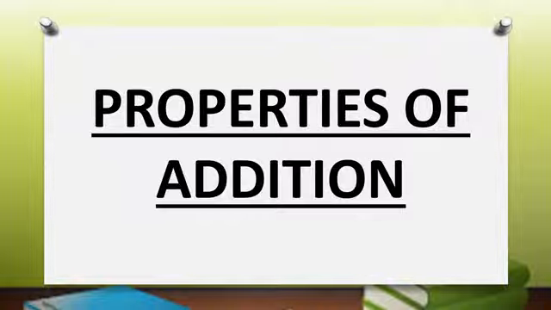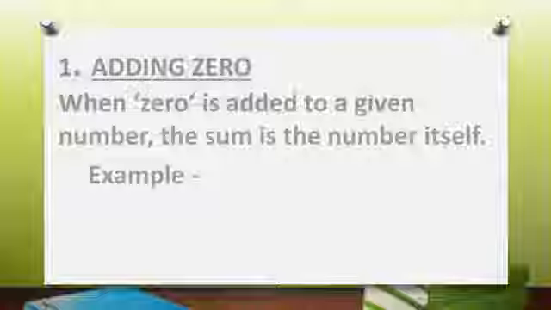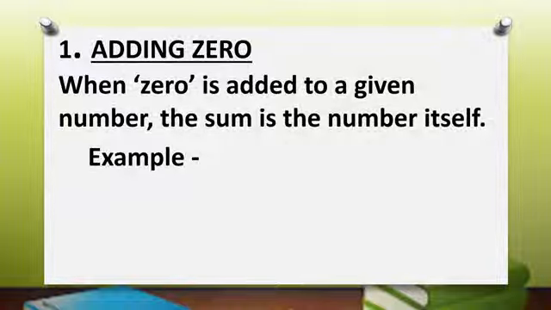Now let's understand the properties of addition. The first property of addition is adding 0. When 0 is added to a given number, the sum is the number itself. Now let's understand this with the help of an example.